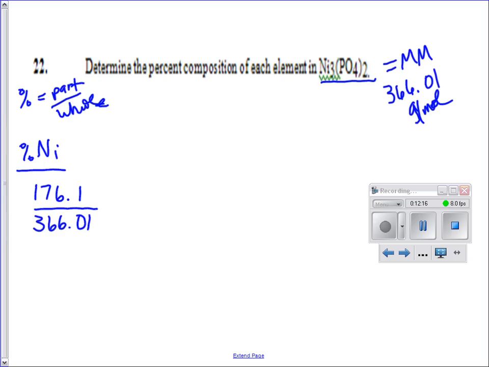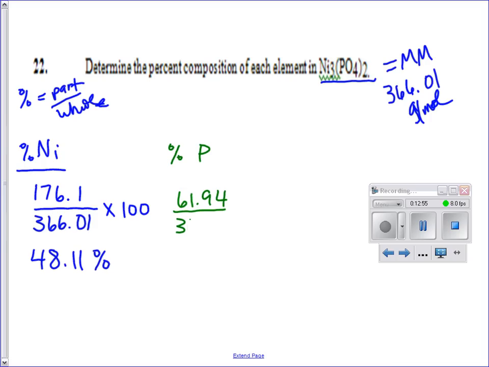All right, grams, part over whole. How do I make this a percent? Times 100. All right, so what's my nickel percentage? And I'm not going to freak about sig figs on this kind of problem. I really don't have the energy. All right, percentage of P. So how many P's do we have in that formula? 2. So 2 times 30.97. Part over whole. Again, times 100.